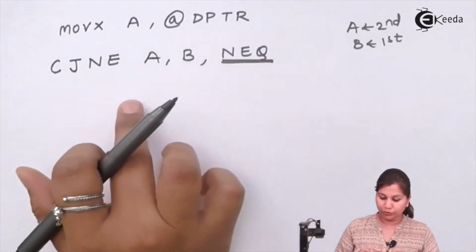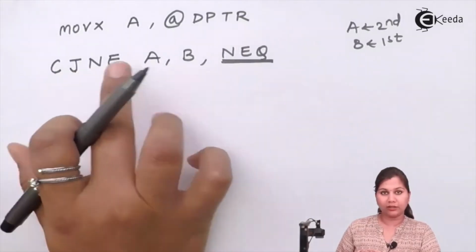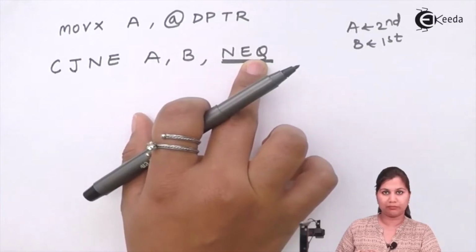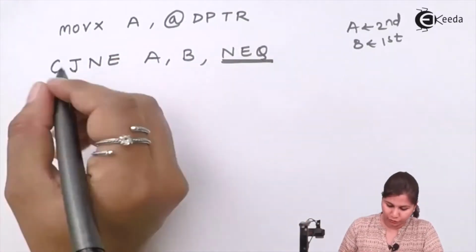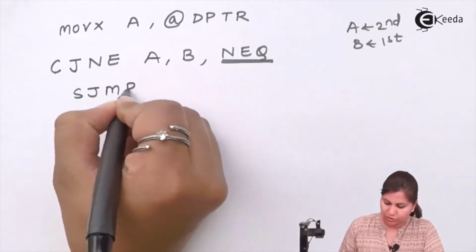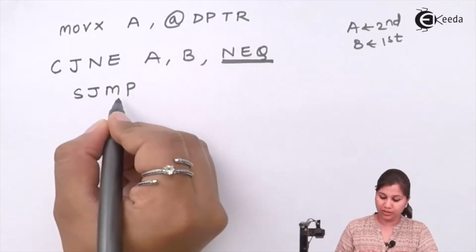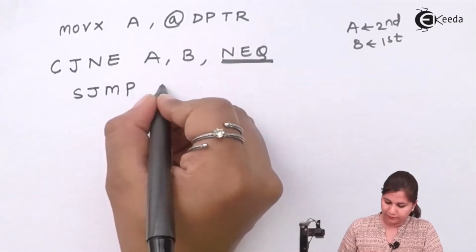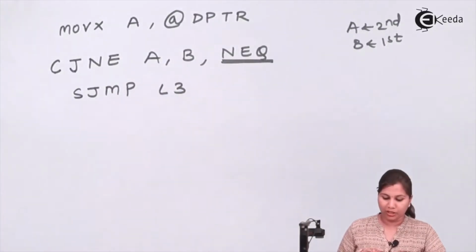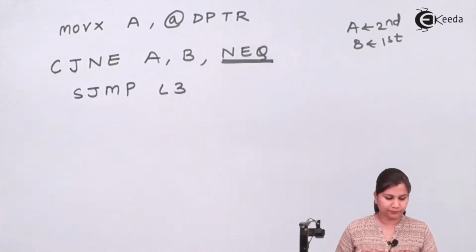So here we have to use that when they are equal to each other. When they are not equal to each other, it is jumping to some memory location. If they are equal to each other, then again it has to jump. So we will use a short jump instruction. Where it is going to jump, we will give a label to that memory location, L3. Now L3 will be written at some address.